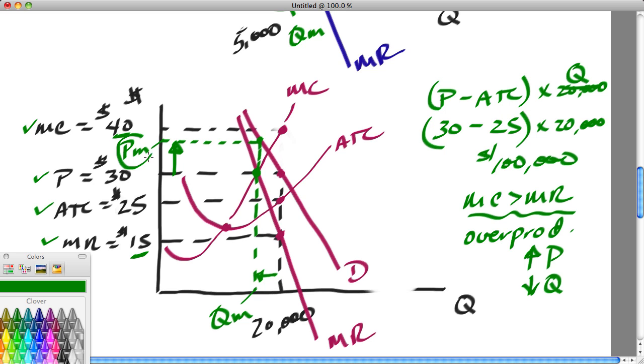Notice PM is not the maximum price. The maximum price could be way up here somewhere. But the goal of the firm is not to charge the maximum price. The goal of the firm is to charge the profit maximizing price. And the profit maximizing price is not the maximum price.